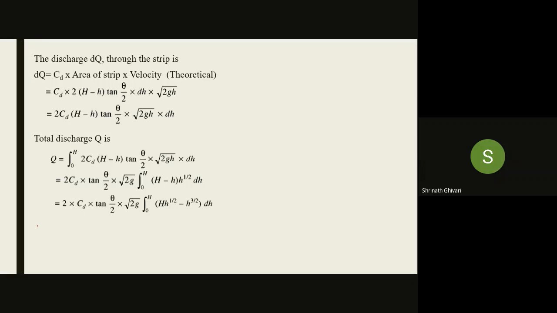The expression will be like this: 2 into CD tan theta by 2 square root of 2g, integration from 0 to H of H h raised to 1 by 2 minus h raised to 3 by 2 dh. Correct? Correct or no? Yes, sir. Now you integrate and tell me the final expression if you can.